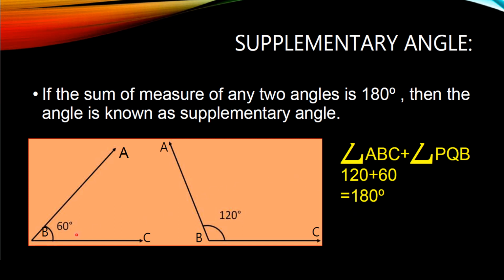So this 60 degrees is said to be the supplementary angle of 120 degrees. Similarly, this 120 degrees is said to be the supplementary angle of 60 degrees. One angle is said to be the supplementary angle of the other angle. Understood this point, my children?